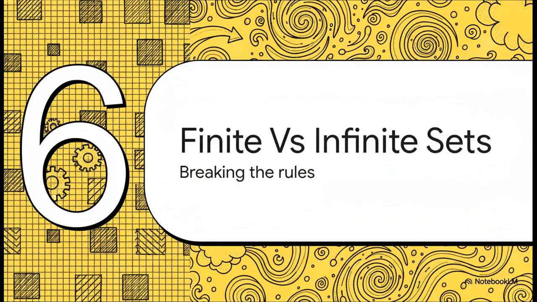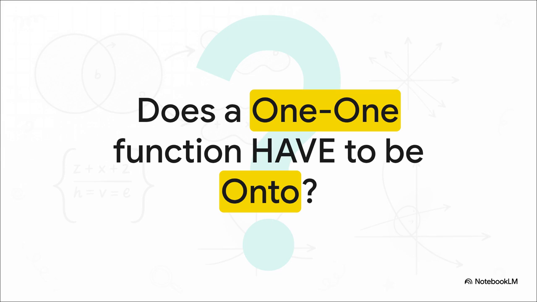Finally, Section 6, finite versus infinite sets. Things are about to get a little weird. I want you to look at this question and just think about it for a second, based on everything we've just covered. If a function is perfectly 1-1, meaning every input gets a unique output, does it mathematically guarantee that the function is also onto, meaning no outputs are left over?